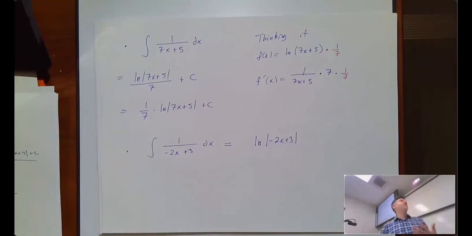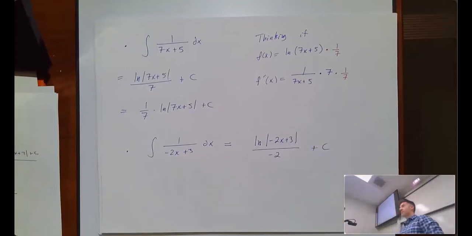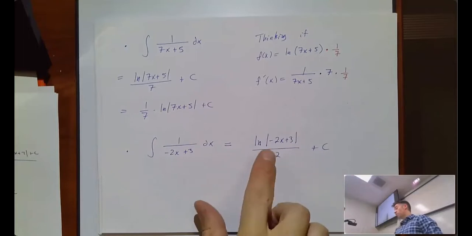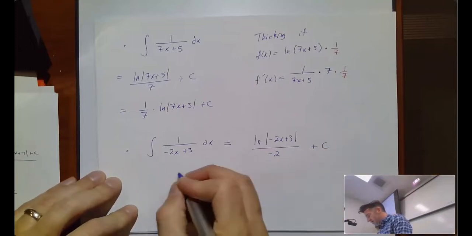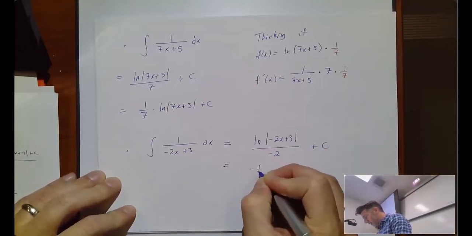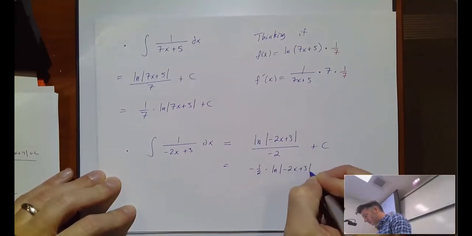And what do I have to divide by? So close. You're on the right track. Just -2. We have to divide by -2. Because if we took the derivative of the natural log of that thing, you would get 1. Well, in fact, let's write it out. So I'm going to rewrite this as -1/2 times the natural log of the absolute value of -2x plus 3.